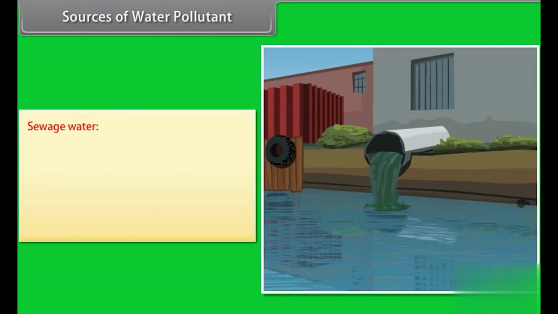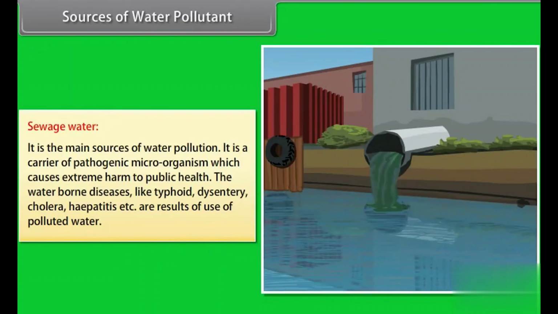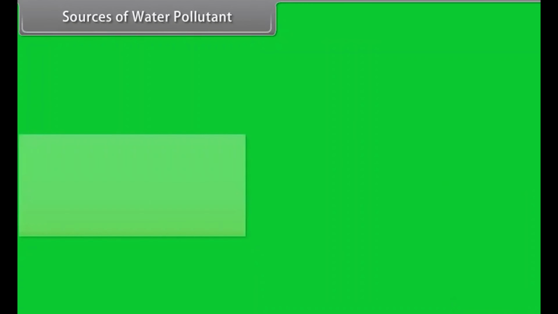Sewage water. It is the main source of water pollution. It is a carrier for pathogenic microorganisms which cause extreme harm to public health. The waterborne diseases like typhoid, dysentery, cholera, hepatitis, etc. are results of use of polluted water.